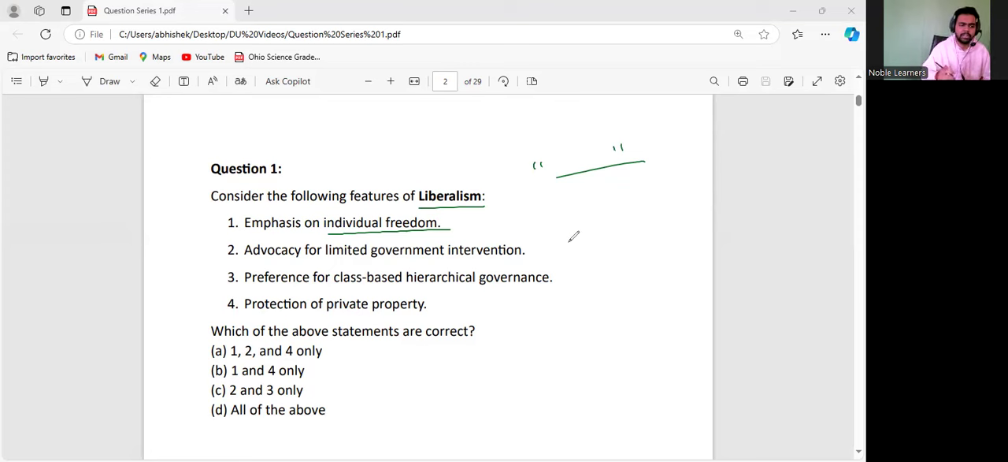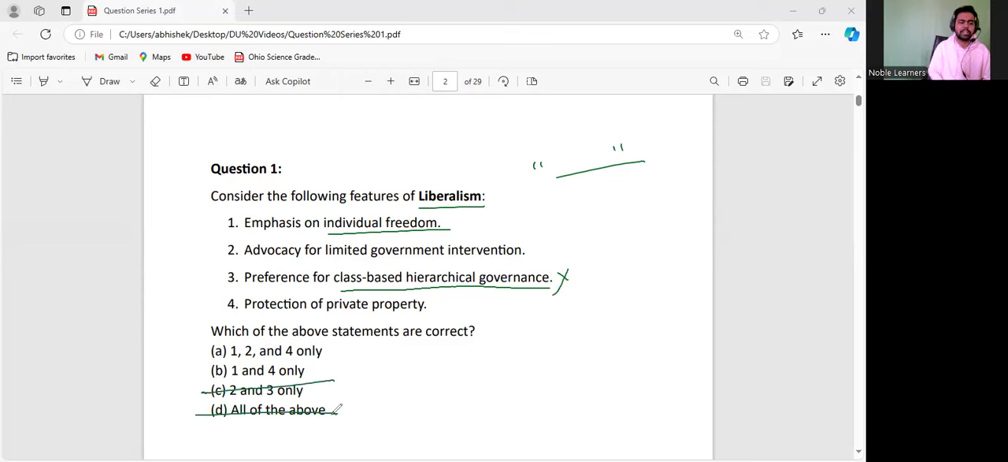Let us go to the third one. Preference for class-based hierarchical governance. Now liberalism is a kind of democratic movement, so liberalism cannot be supporting class-based hierarchical governance. It talks about equality, in the formal sense only, in terms of equality of opportunity, but then also it talks about equality and not about class-based hierarchical governance. So therefore, option 3 can't be correct actually. Wherever you see option 3, you need to eliminate that one. Okay, so first of all, I'm going to eliminate this one.